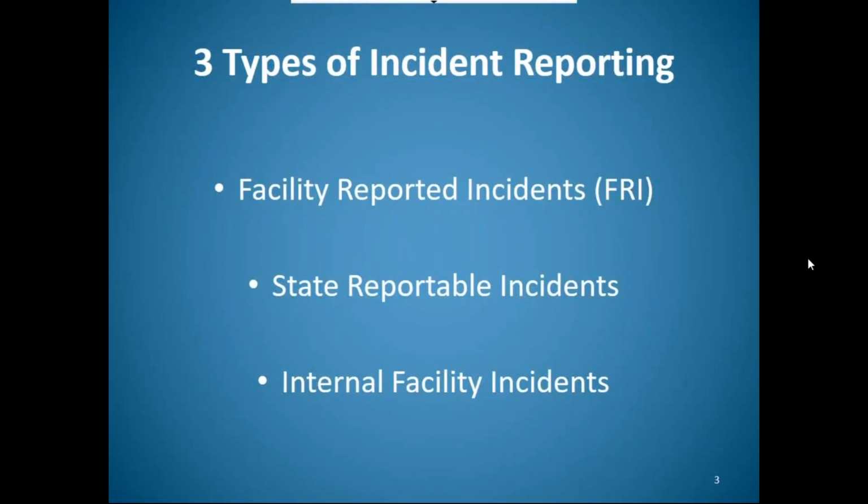We're going to be talking about 3 types of incident reporting today. We have the facility incident reports, or otherwise known as FRIs. These are required by CMS and are required to be reported to the state survey agency. We're also going to be talking about state reportable incidents, which are required through your state licensure regulations. These also have to be reported to the survey agency. And then we're going to be talking about internal facility incidents. These are things that happen in your facility that you need to be completing reports on, but these do not have to be reported to the state.